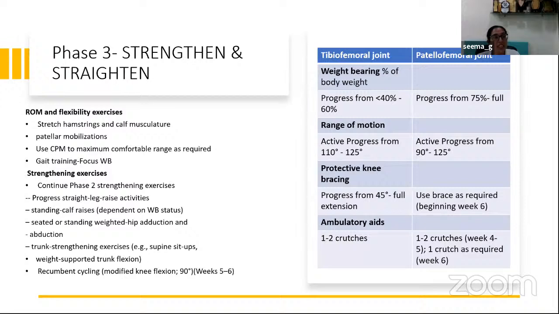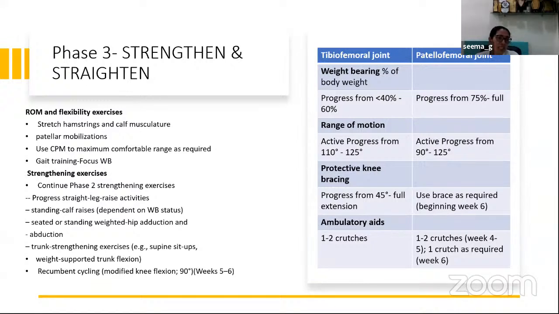In phase 3, where strengthening and straightening is the main purpose, here the range of motion and flexibility exercises along with now stretches are also started. CPM is used as per comfort. Here the ranges we target the patient should achieve: in tibiofemoral defect, it is 110 to 125, and active progress from 90 to 125 in patellofemoral. And protective knee bracing is of course used. In the beginning, as I said, it is definitely required, and thereafter gradually we wean off from that. And now the weight bearing is 40 to 60% in tibiofemoral joint, and it is almost full weight bearing in patellofemoral joint in phase 3.